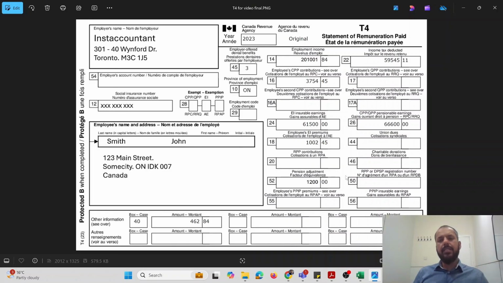At a very, very simple level, you will just see box number 14, which shows your gross income, box number 16, which shows the CPP contributions that got deducted out of your salary and contributed to the CPP from you. Box number 18, which is the EI premium that you paid during the year. Box number 22, very important, the amount of income tax that got deducted out of your salary.